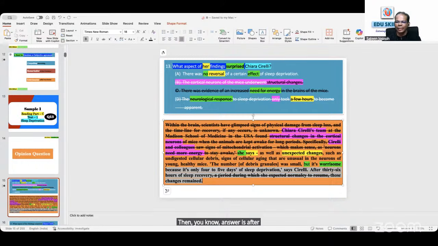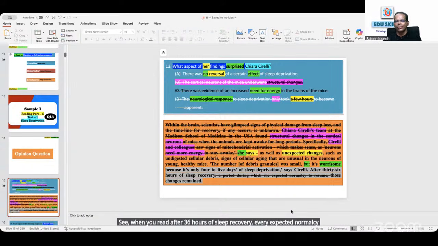Then you can eliminate what is between the commas, so that it becomes easier to understand, because that's not essential for your answer. See, when you read, "after 36 hours of sleep recovery, a period during which she expected normalcy to resume, those changes remain." Instead of that, if you read, "after 36 hours of sleep recovery, those changes remained," it means recovery did not happen. Damages remained. So what I'm saying is, you have to chew it, enjoy it.